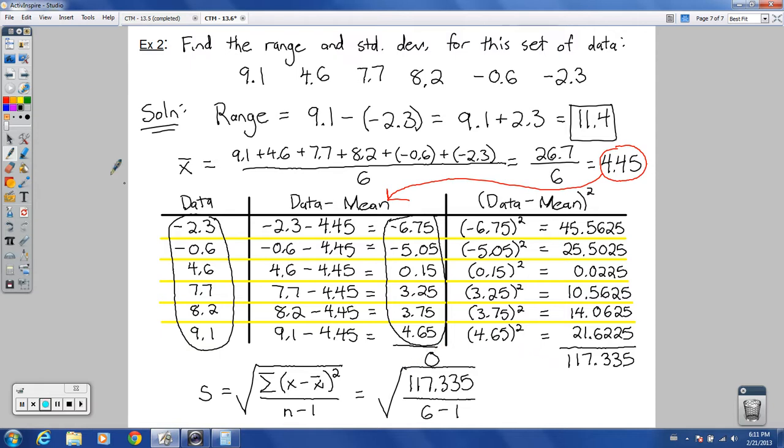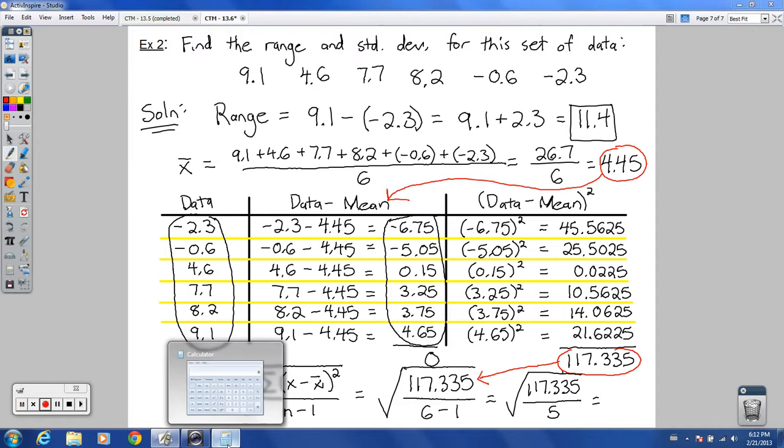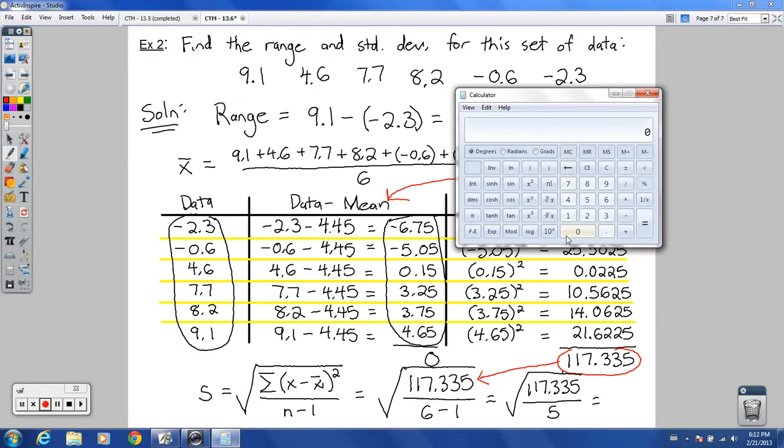And so from there, let's take this value, circle that, and show that it got plugged in right here. This would be the same thing as 117.335 over 5 now. Be careful, if you type this into a calculator, I want to show you a common error that I see, and then we'll comment on what you can do to make sure you don't make that error.